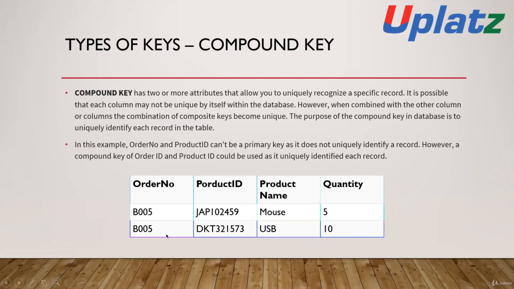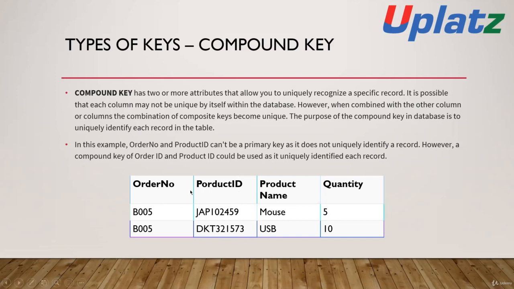In this case, order number and product ID can't be a primary key individually, as neither uniquely qualifies a record. There is a possibility that in the same order there are multiple products, so order number would be repeated. So the primary key cannot be order number. In case of product ID, there is a possibility that the same product is ordered in different orders. So product ID can also be repeated multiple times in this table. So here, neither can become the primary key of that table.